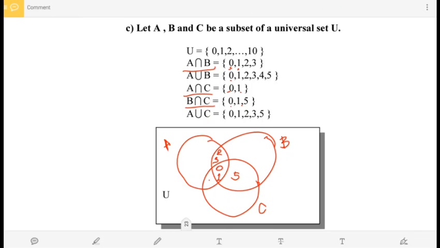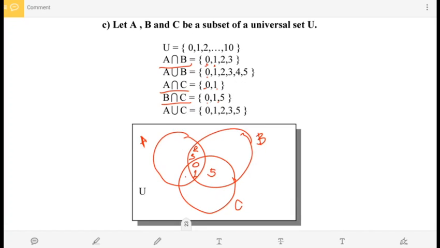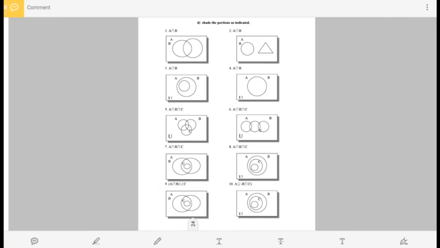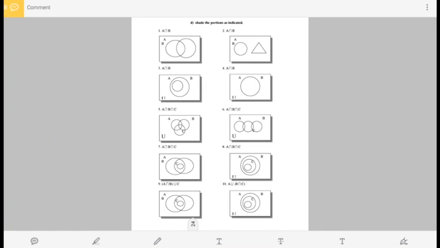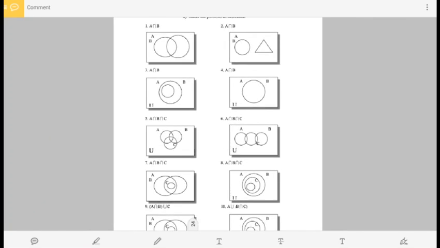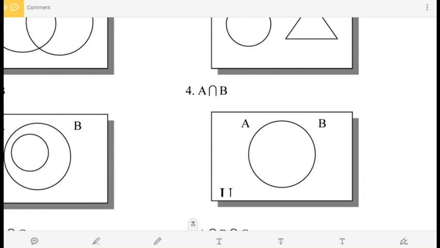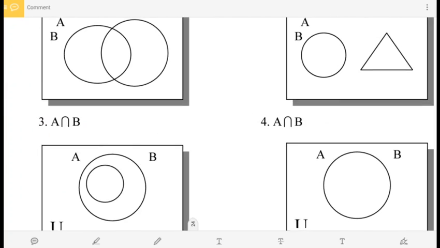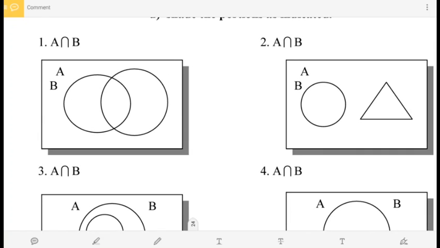So this is the hint for you guys. Okay, now let's move on to the next one. Shading part. I'll zoom it first. You have to shade the following operations.